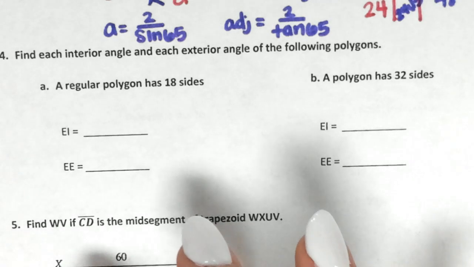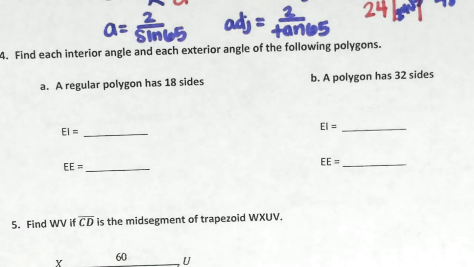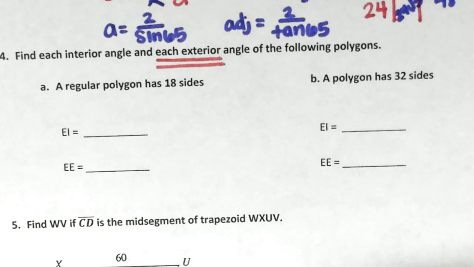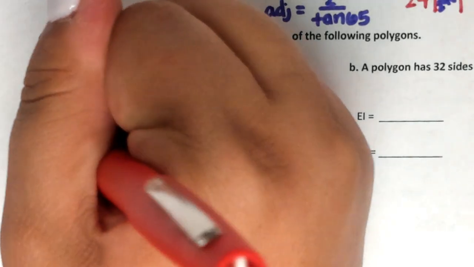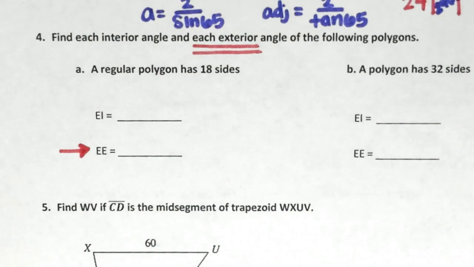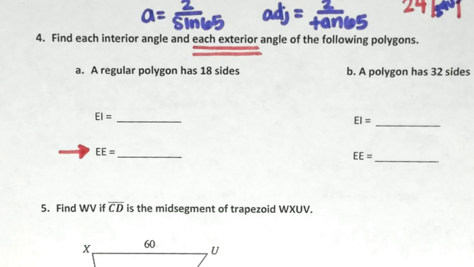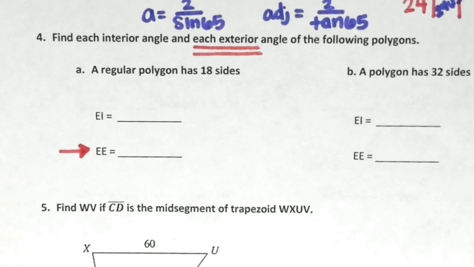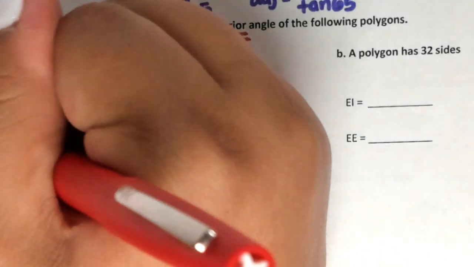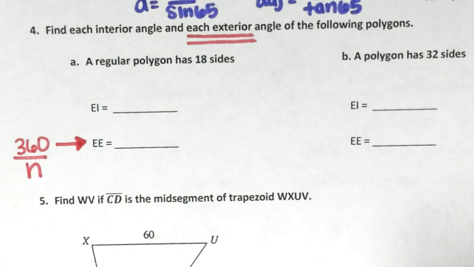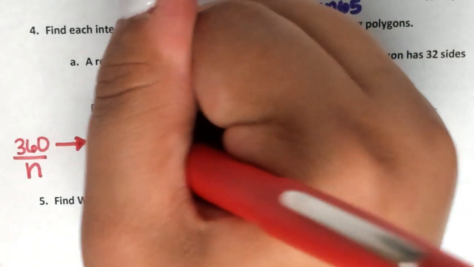Find each interior angle and each exterior angle of the following polygons. I'm going to focus on this right here. Each exterior angle, EE. What does that mean? How do I do that? Does anybody remember the formula? 360 divided by N. To find EE, you do 360 divided by N. What does N stand for? Number of sides. So what is 360 divided by how many sides does this have?